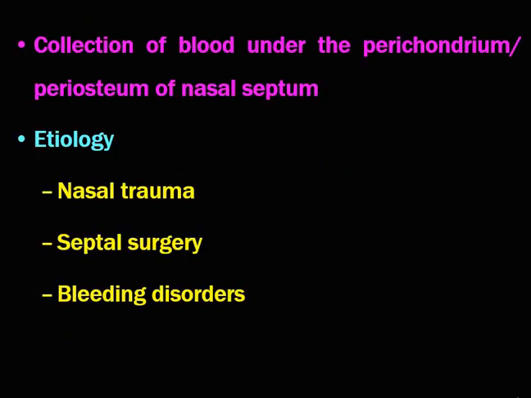Coming to the second topic for today, the septal hematoma. Septal hematoma is defined as a collection of blood under the perichondrium or periosteum of the nasal septum. Etiology is nasal trauma, blunt trauma, especially septal surgery like septoplasty, and some bleeding disorders.